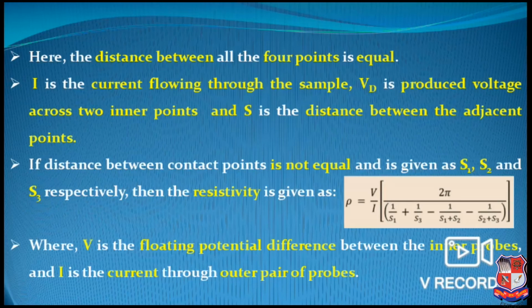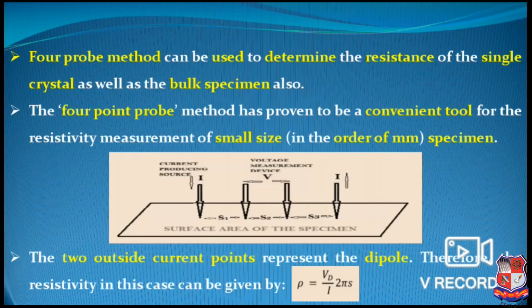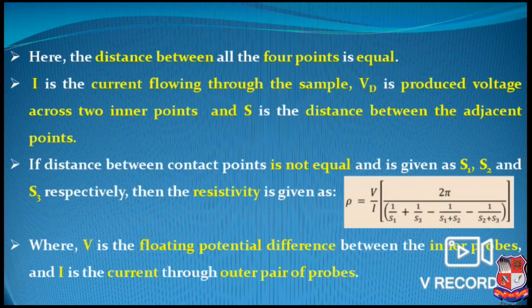Why these two are selected? These are the initial and ending points of the probes. Thus 1 upon S1 plus 1 upon S3 minus the inverse combination of first two probes, 1 upon S1 plus S2, minus the combination of the last two probes, that is 1 upon S2 plus S3, where capital V is the floating potential difference.